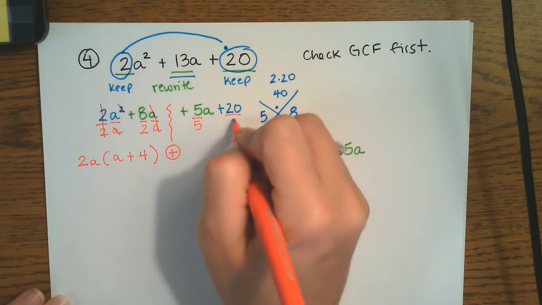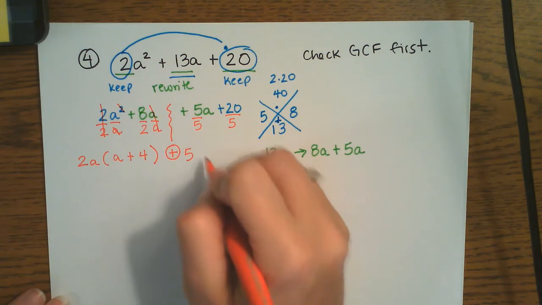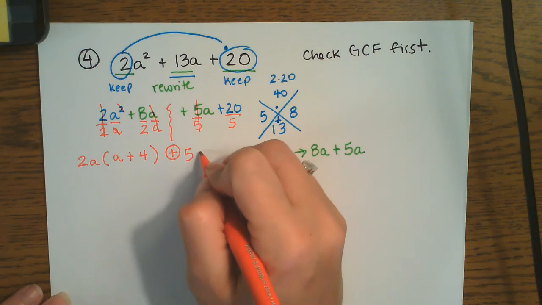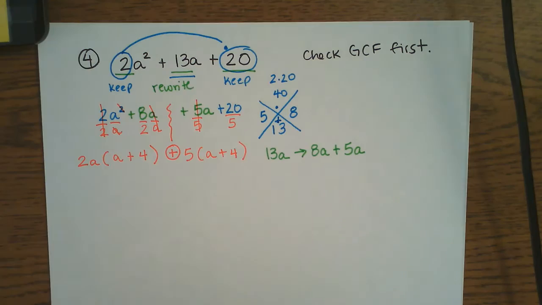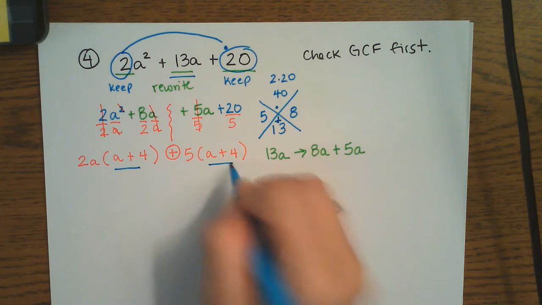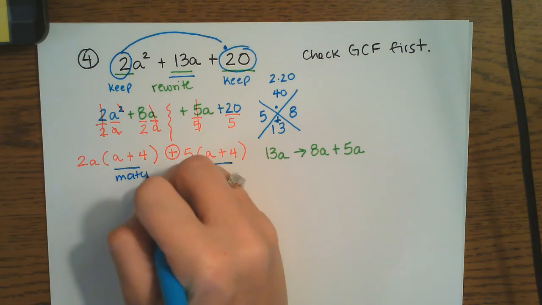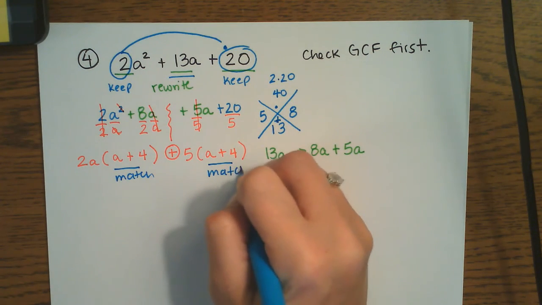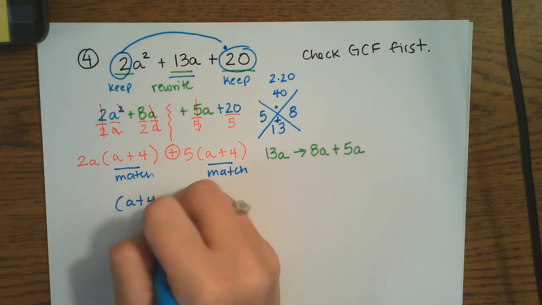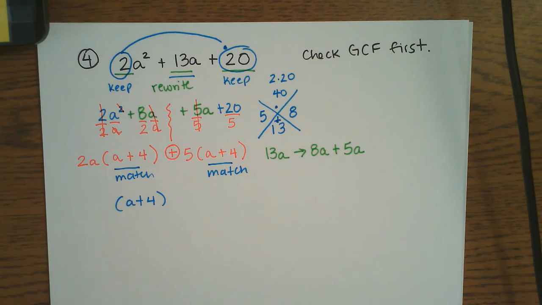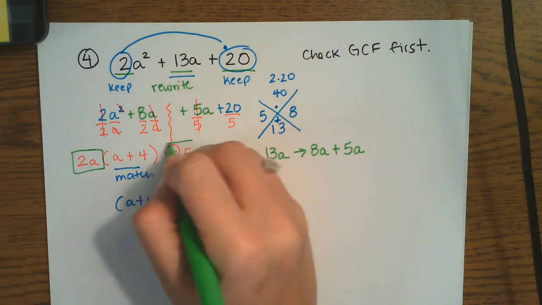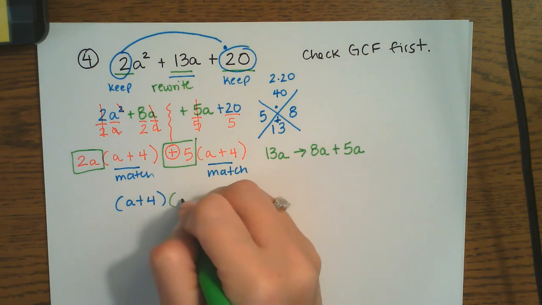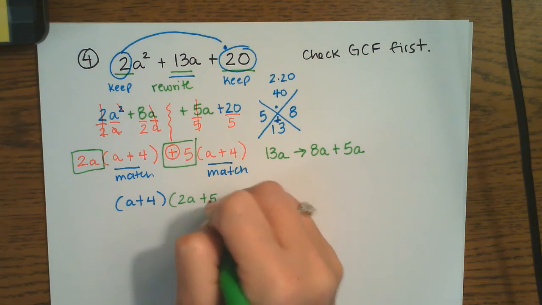5 and 20 are divisible by 5. 1a plus 4. We take the ones that match and we write it once. We take those common factors, 2a plus 5, and we put them in another one.